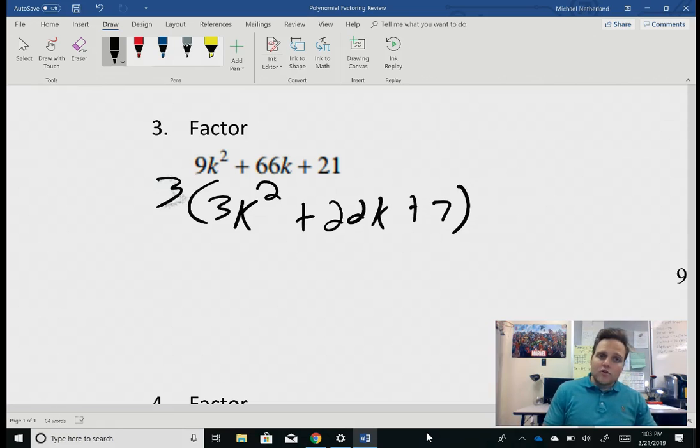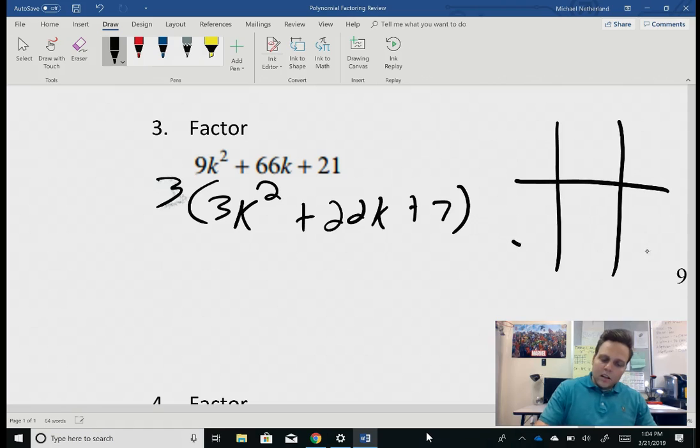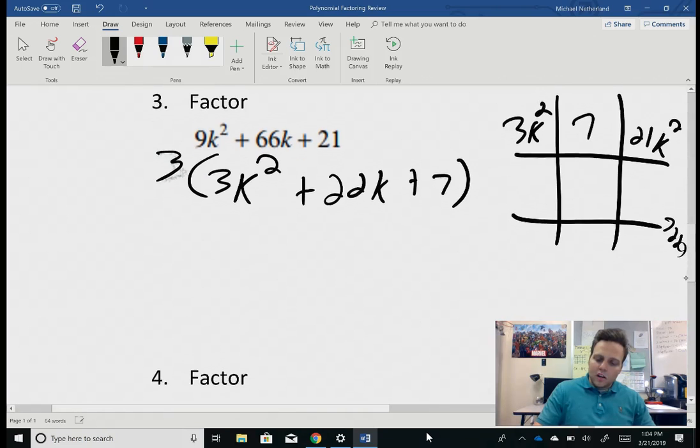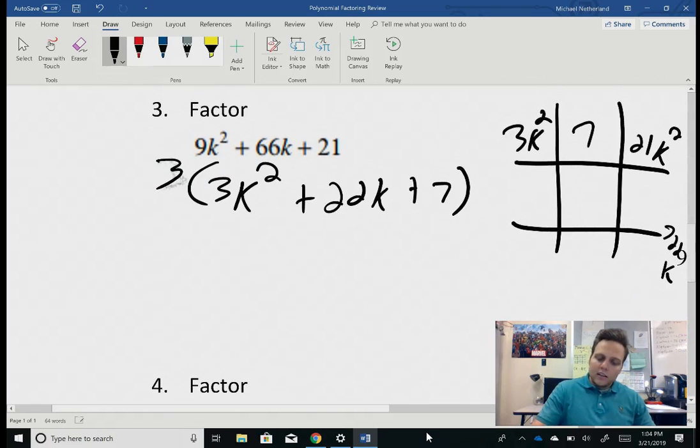Now I still have a quadratic trinomial. This is still a quadratic trinomial, so that means I am still going to tic-tac-toe. Usually after you pull out the GCF, you still look inside your parentheses and see if there's some more factoring you can do. So then I'm going to say 3k squared, 7. That gives me 21k squared. I put the linear term out here, which is 22k. So what are two numbers that multiply to 21k squared but add up to 22k? That's right, 21k and 1k.